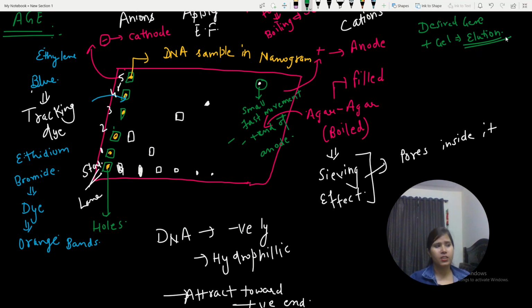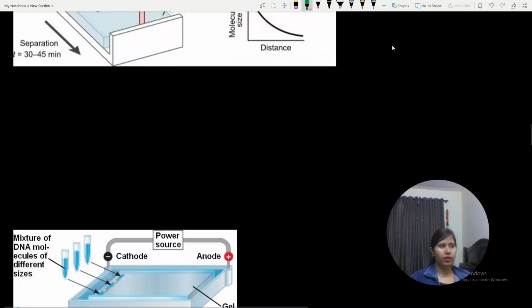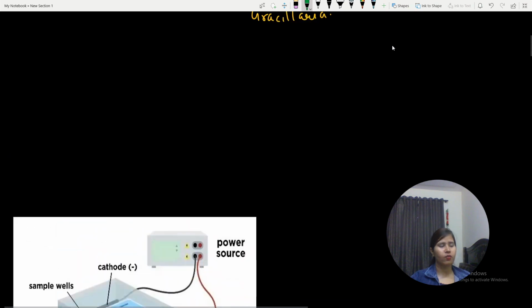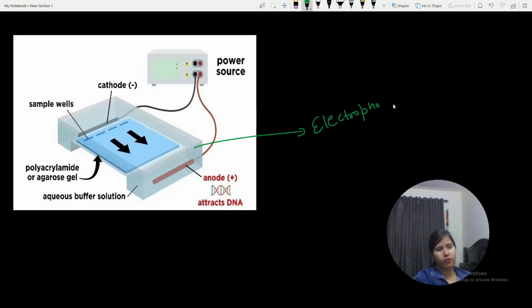So I hope it is pretty much clear to you what is happening here. Now you can see the images. Okay, so this is the first image. Here you can see this is the electrophoretic chamber.